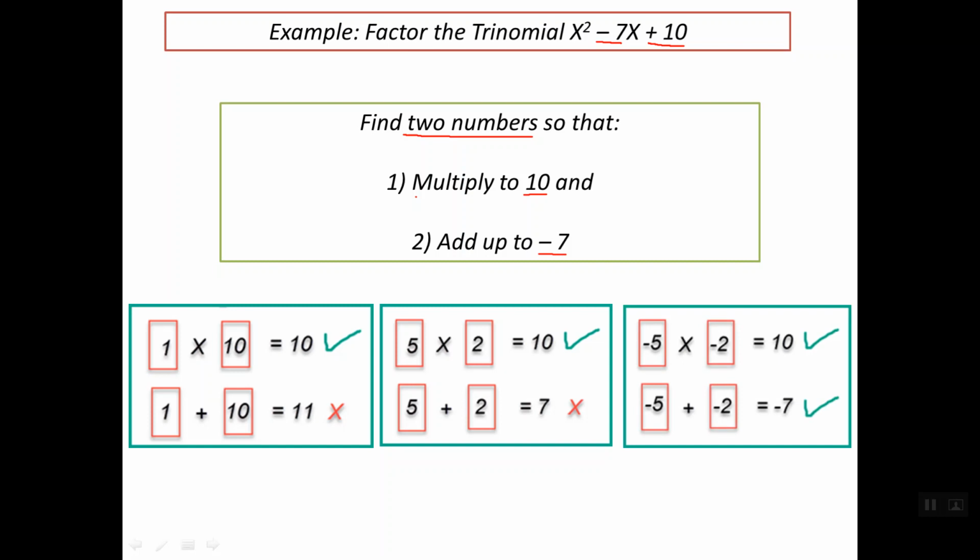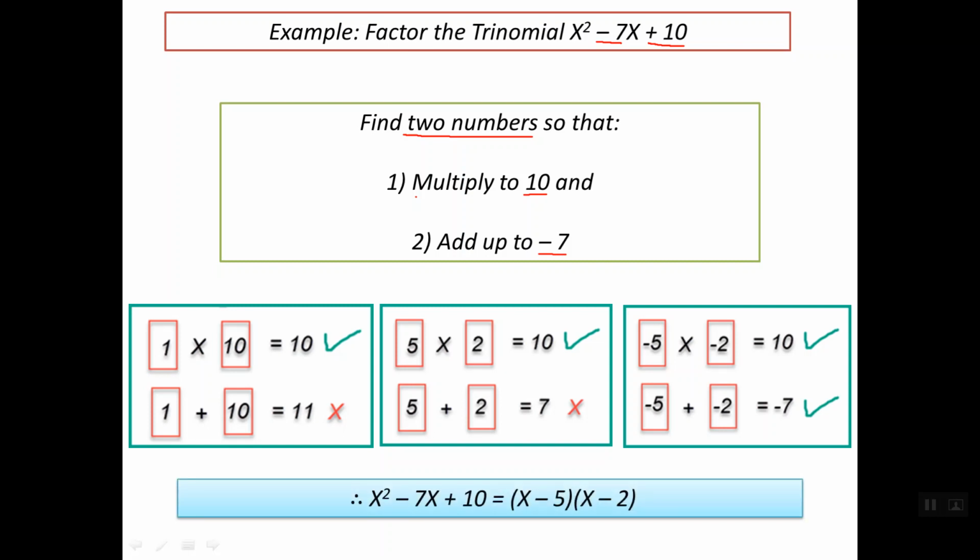If we check for minus 5 and minus 2, minus 5 multiplied by minus 2 is plus 10. So the first condition has been fulfilled. And minus 5 plus minus 2 is equal to minus 7. Again, the second condition has been fulfilled. So the two numbers for this trinomial are minus 5 and minus 2.